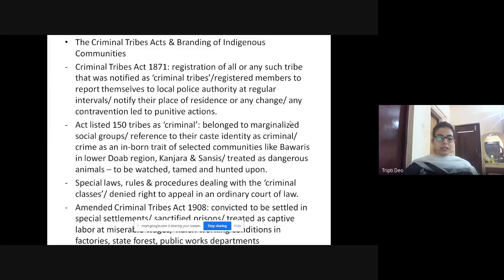It convicted people to be settled in special settlements, sanctified prisons, and treated as captive labor in miserable conditions in factories, state forests, and the public works department. So those tribes not conforming were actually imprisoned. They had a certain place where their prisons were, and they were made captive, imprisoned, and also used as wage laborers. Of course, the conditions in the factories, state forests, and public works department were miserable. All of that you can read further from this particular section.